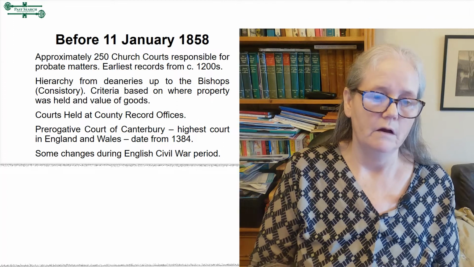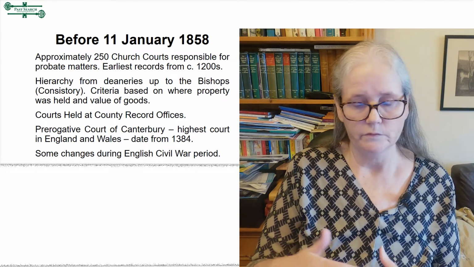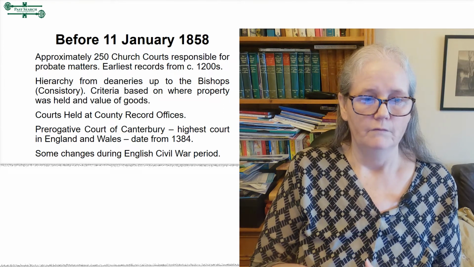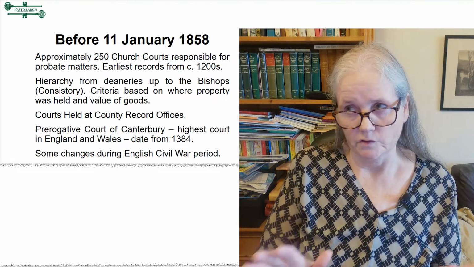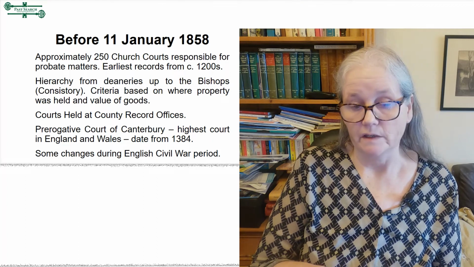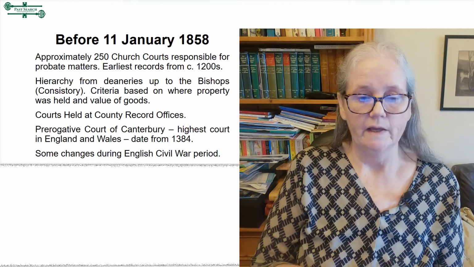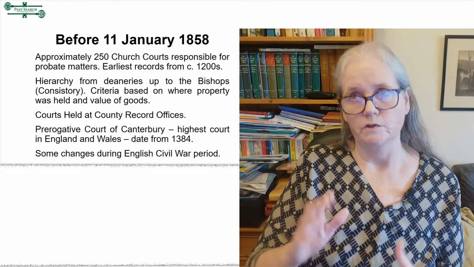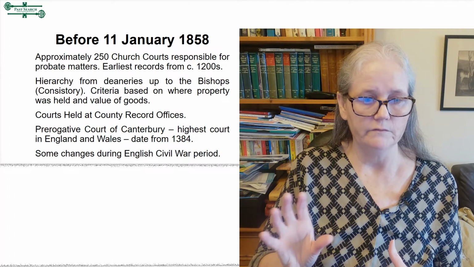And the higher church court records, the Prerogative Court of Canterbury, which is the highest court for England and Wales, had jurisdiction over the whole country and date from 1384. They're held at the National Archives. And then you've got a Prerogative Court of York, which covers parts of the north of England.